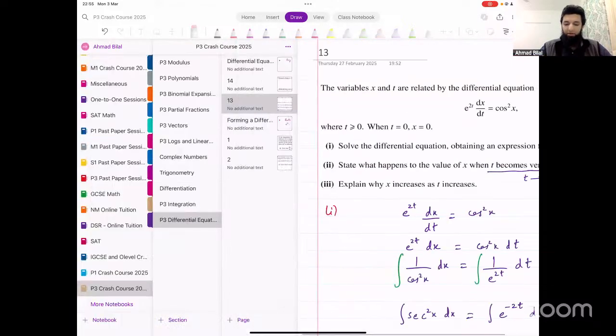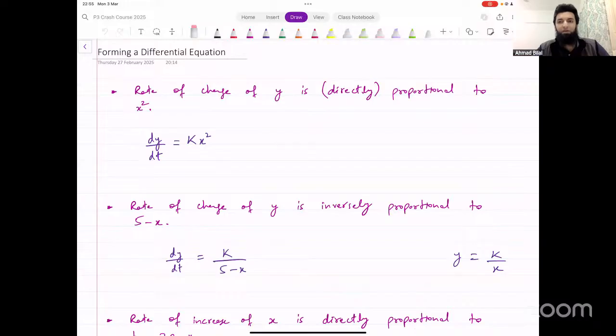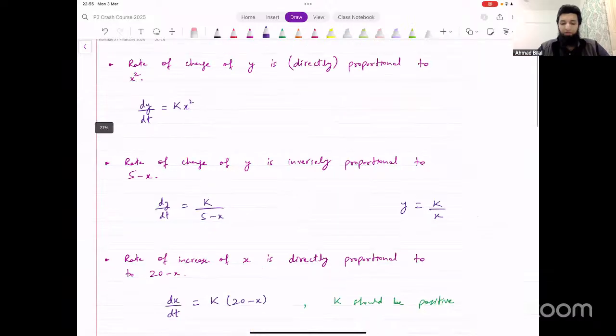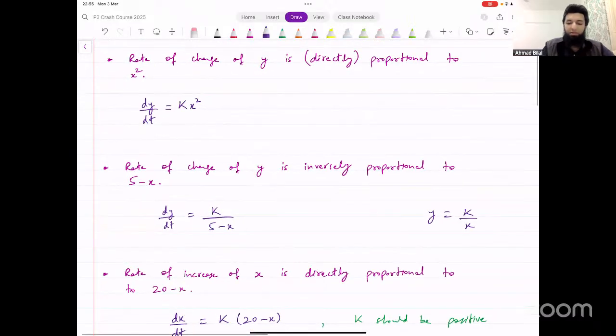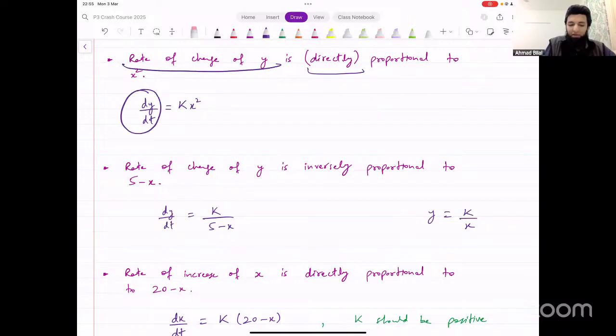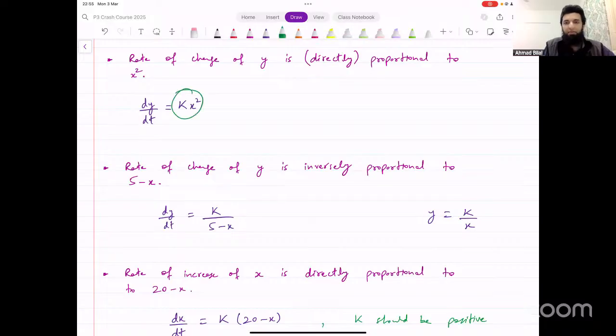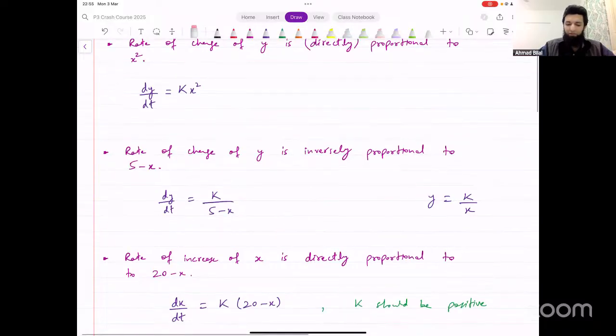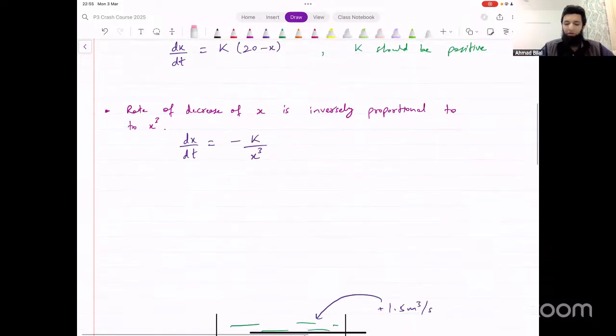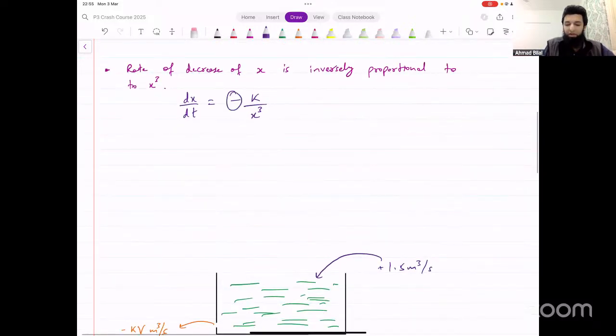And then finally, we learned how to form differential equations given some information in the question. For that, you need to understand some standard statements. For example, if they say the rate of change of y, that's dy over dt, is directly proportional to x squared, that means it's equal to k times x squared, right? Similarly for inversely proportional, and when you have a rate of decrease, you put a negative sign there.